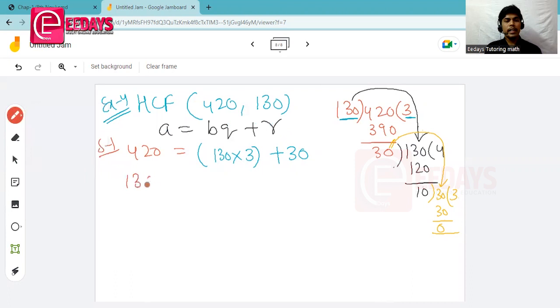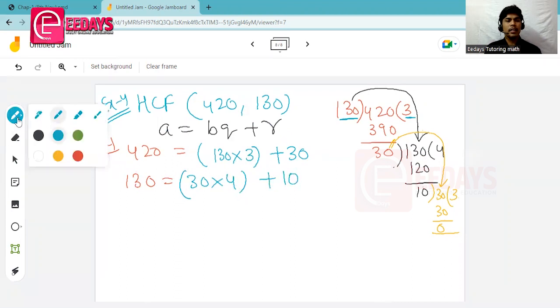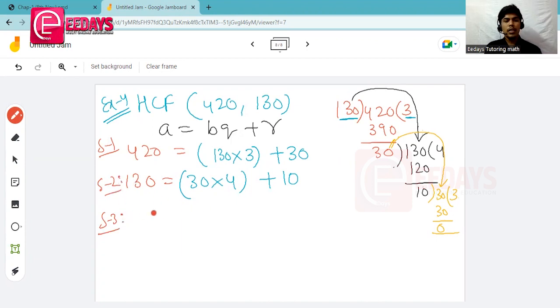So 130, we can write here. 130, how can we split that 130? We just write it like 30 into 4, 120 plus remainder 10. Still we couldn't get the remainder 0. That's why, this is the second step. The third step. Yeah, the third step. Now 30 is the dividend. 30 we can write as 10 into 3. The remainder finally we got 0.